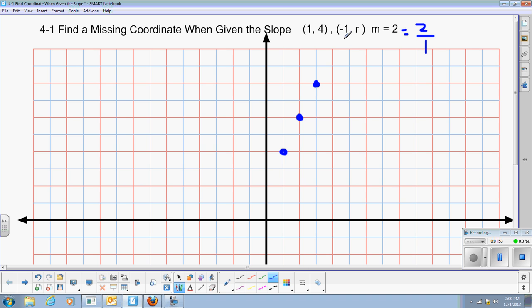Now let's take a look. The other coordinate, where the number is missing, where I see r, what number do you see at the start of it? Yes, the number there is -1. Where is -1 on the x-axis? Why is that an x-axis? Because this is the first number in the coordinate. First number is x, second number is y.